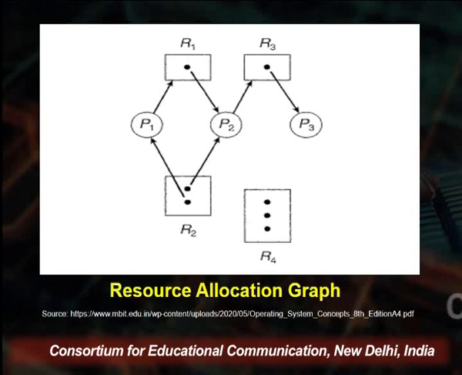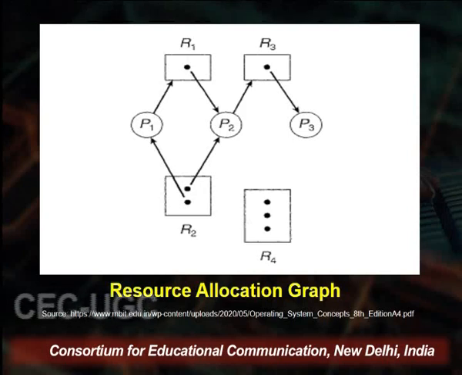Here, let us consider the resource allocation graph which we have already seen in our previous lectures. We have 4 resources and 3 processes, and R2 and R4 have multiple instances. R2 has 2 instances and R4 has 3 instances. If we look for the possibility of a cycle in this graph, are we going to find any cycle here? Let us examine.